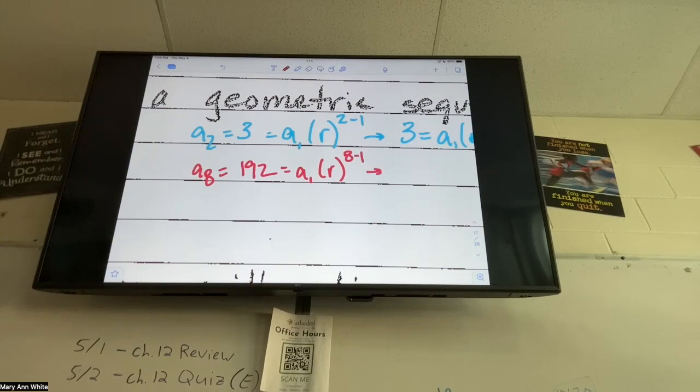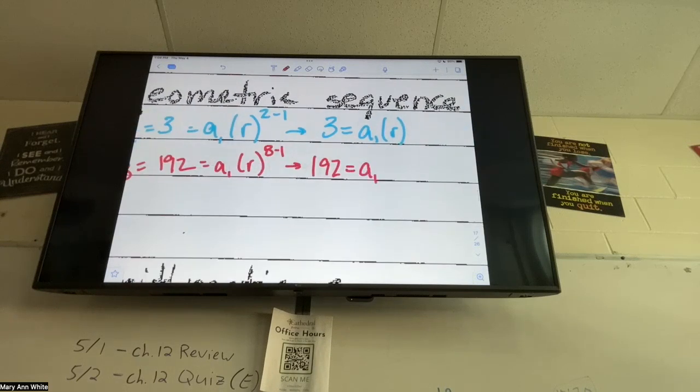So I'm going to raise it to the 8 minus 1. So 192 is going to be equal to a sub 1 times r to the 7. Unfortunately, I don't think elimination works very well here. I think substitution works a lot better. I think it's easiest if you take the number with the smaller exponent and get that a sub 1 by itself, and then we're going to plug in.